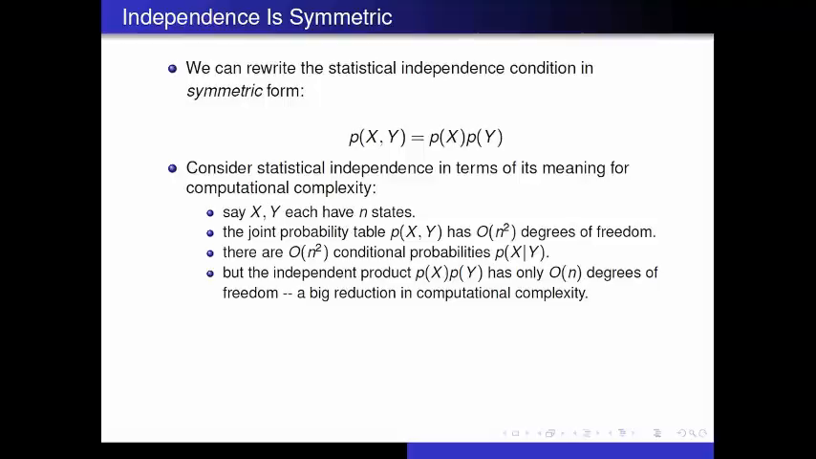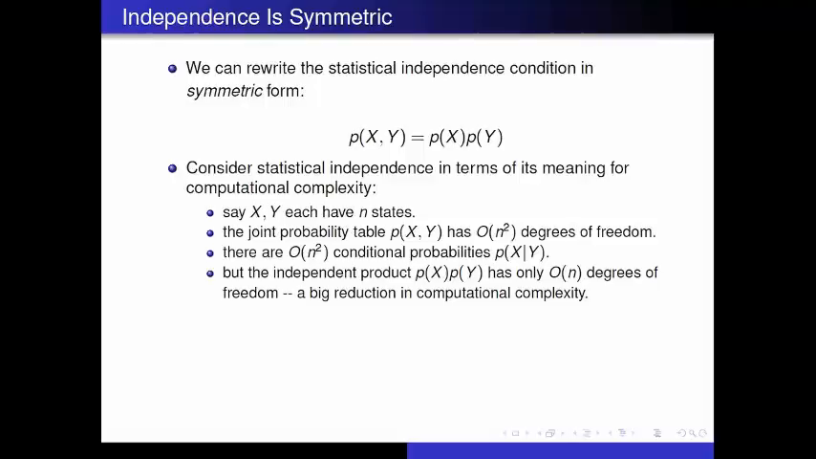One way of thinking about statistical independence is the amount of information that you have to store in order to represent the probability distribution. Let's say, for the purpose of argument, that these are discrete variables, x and y, each having n states. A full joint probability distribution written as a table would have order n squared entries. If we had a completely unconstrained joint probability distribution, you could think of this as having order n squared degrees of freedom, minus 1 because of normalization, but basically order n squared.